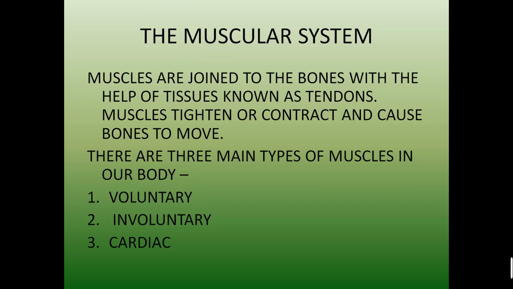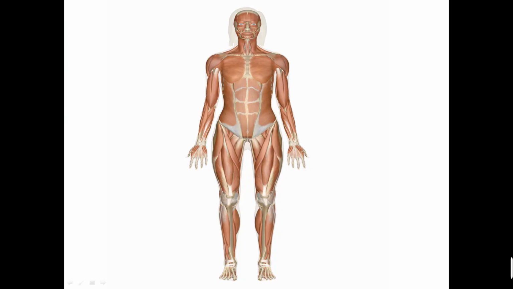Muscular system. Muscles are joined to the bones with the help of tissues known as tendons. Muscles tighten or contract and cause bones to move. There are three main types of muscles in our body: voluntary, involuntary, and cardiac muscles. So this is the image of the muscular system of our body.